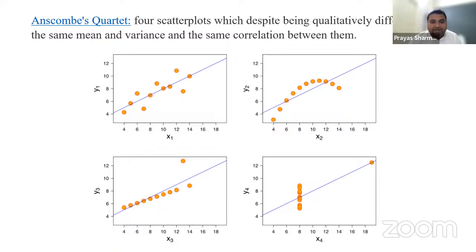You can see there are four scatter plots available: x1 y1, x2 y2, x3 y3, and x4 y4, and we have drawn the line of best fit. Can you tell me what is the mean of x1 y1? No. What could be the possible correlation between x1 and y1?